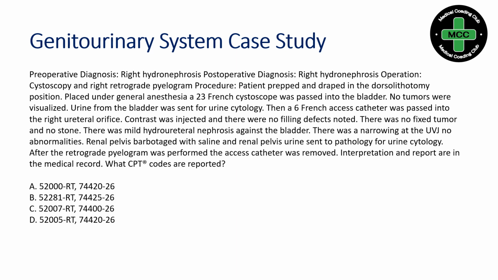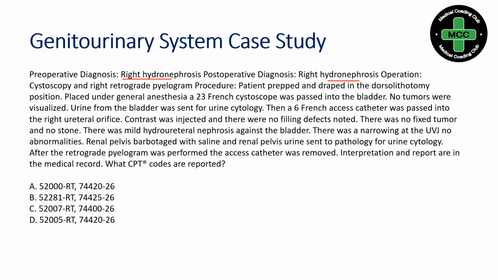So the next question is about right hydronephrosis. The postoperative diagnosis says right hydronephrosis. You need to know what hydronephrosis is. Hydronephrosis is a medical condition categorized by dilation or swelling of the kidneys. Why do they swell? Because there is too much accumulation of urine due to some kind of obstruction or blockage of the urinary tract. People then develop the hydronephrosis condition.